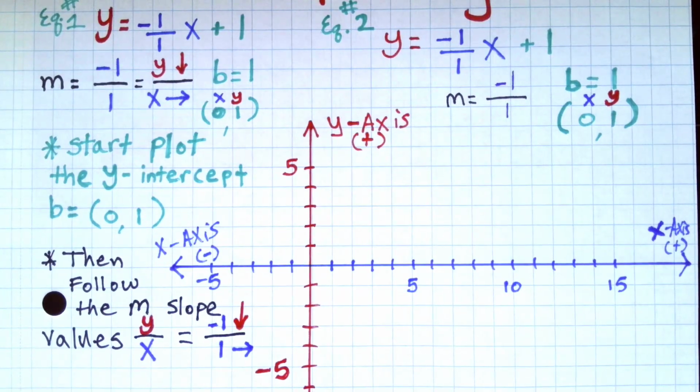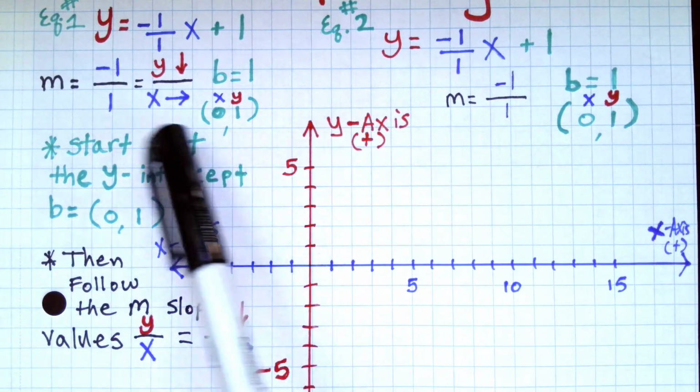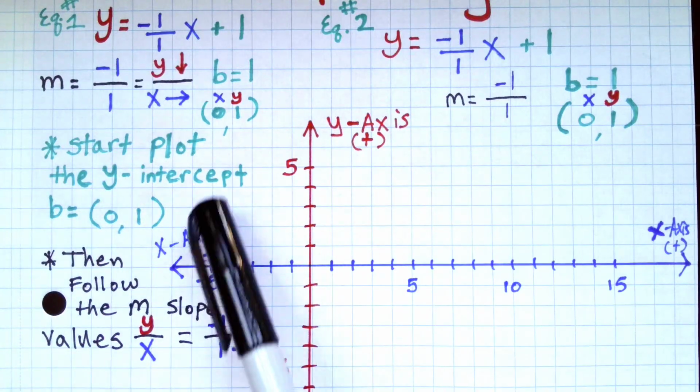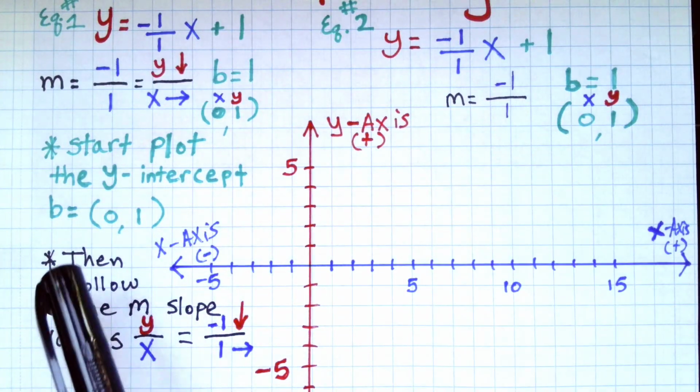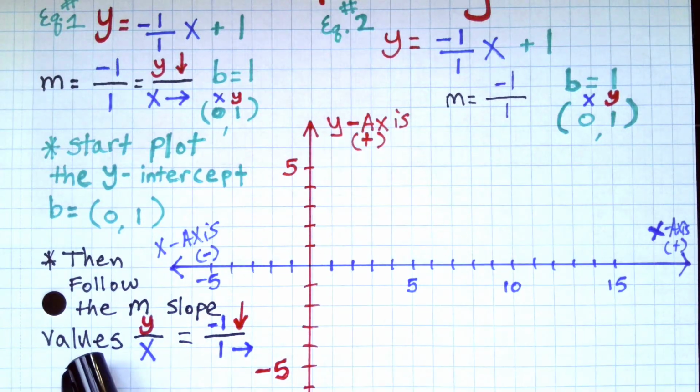Once again, I want to emphasize that we start with the y-intercept. That's the first ordered pair we plot on our graph. Then we follow the m, the slope. The numerator, the top part of the fraction, is y, which equals -1. The bottom part of the fraction, the denominator, is our x value, which is +1. So y is -1, x is +1. You can see the directions they're going to go.